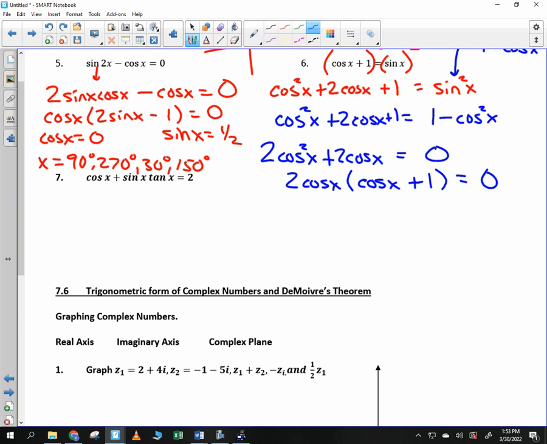How many equations do we have? 2. Where is 2 cosine of x equal to 0? We've already decided that x is 90 and 270 for that one. And then our second equation is really where is cosine of x equal to -1. So cosine is the x value or the y value. When is the x value -1? 180.